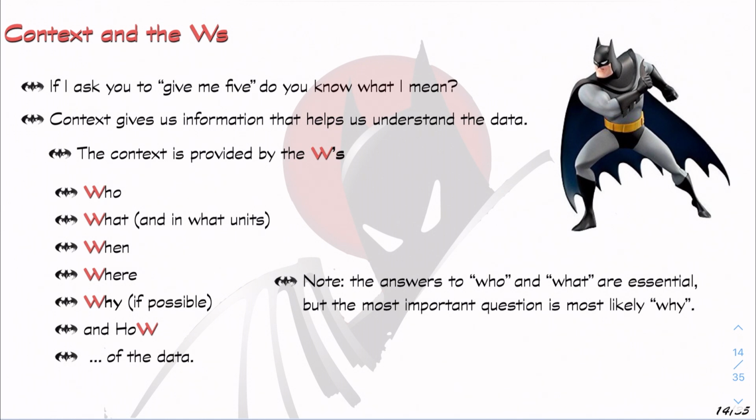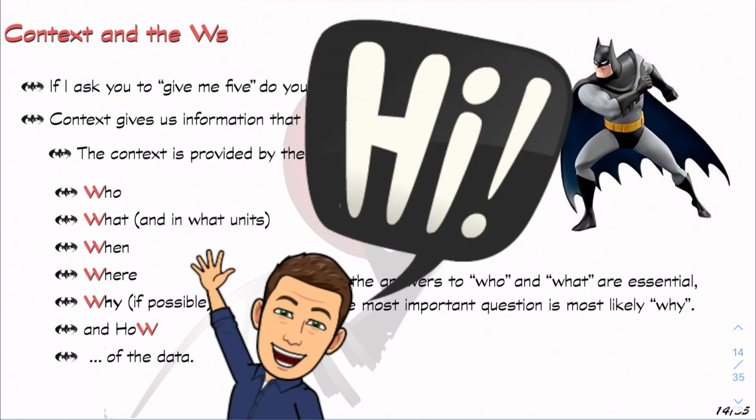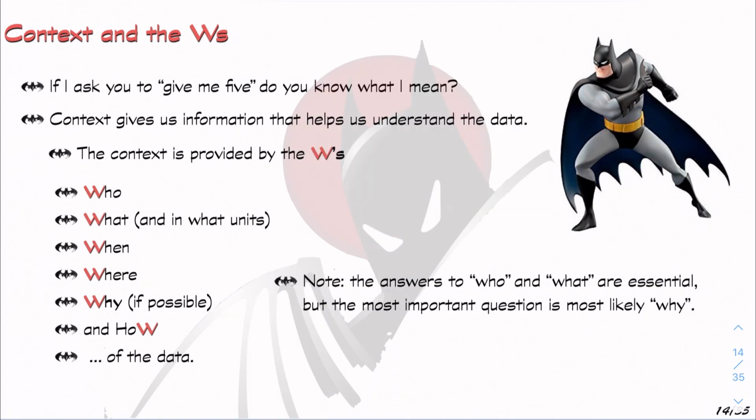So on to this idea of the context and the W's. If I ask you to give me 5, do you know what I mean? Specifically in this class, not like a high five that I'm holding up right now, but I mean the 5 W's. You might remember these from middle school, but giving the 5 W's provides context, and this context gives us information that helps us understand the data we are working with. The context is provided by the W's: who, what and in what units, when, where, the why if possible, and how of the data.